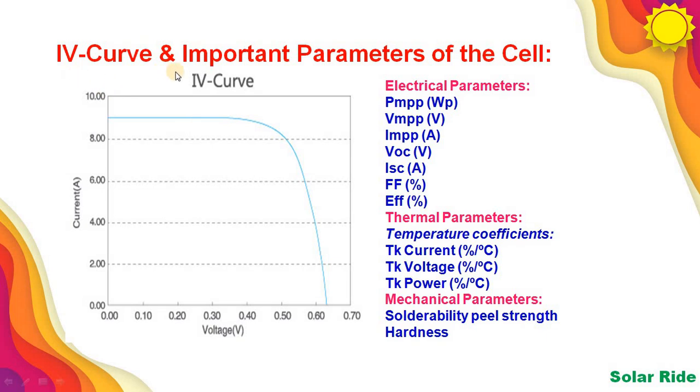The next slide: up to this point, the solar cell manufacturing process is completed. This is an IV curve and important parameters of the solar cell: electrical parameters, thermal parameters and mechanical parameters. I want to explain all these parameters in the next video. In that video, I will explain each parameter clearly and in depth.